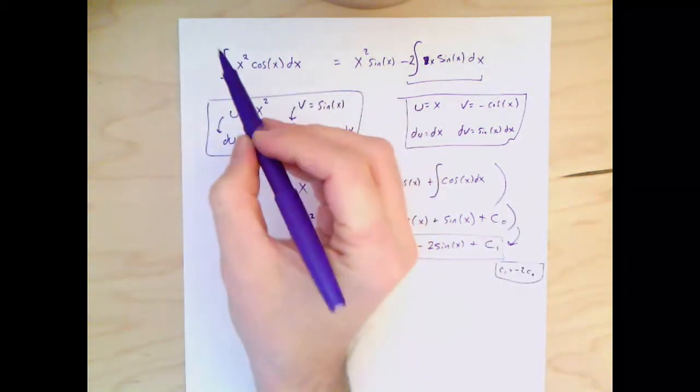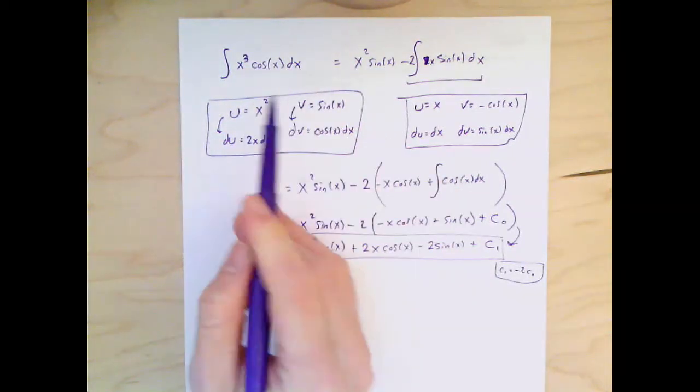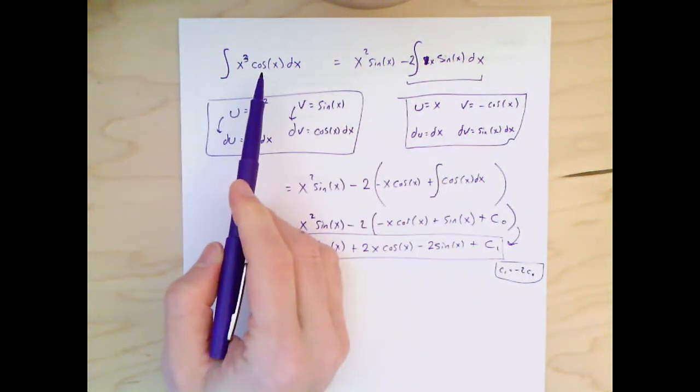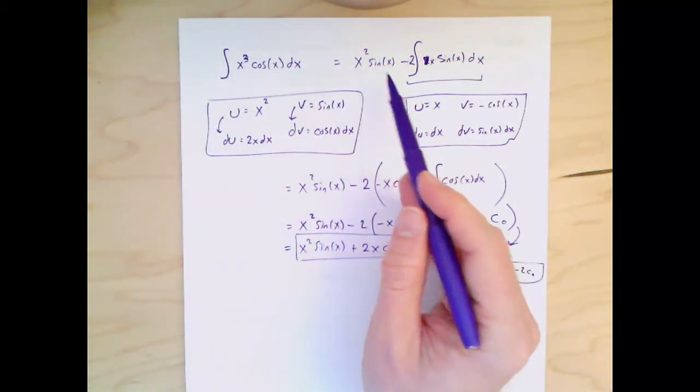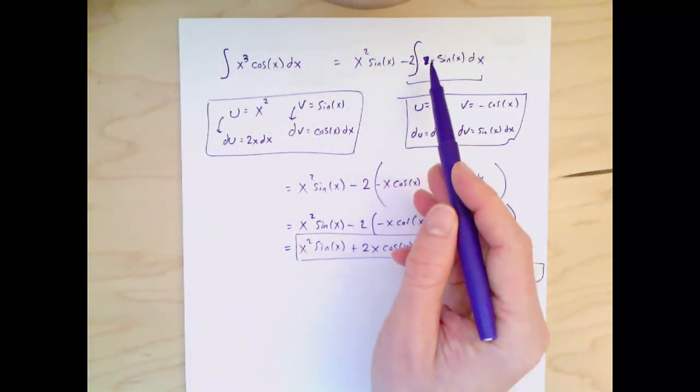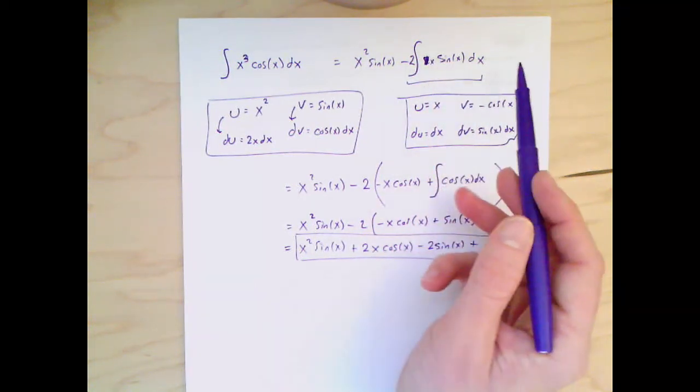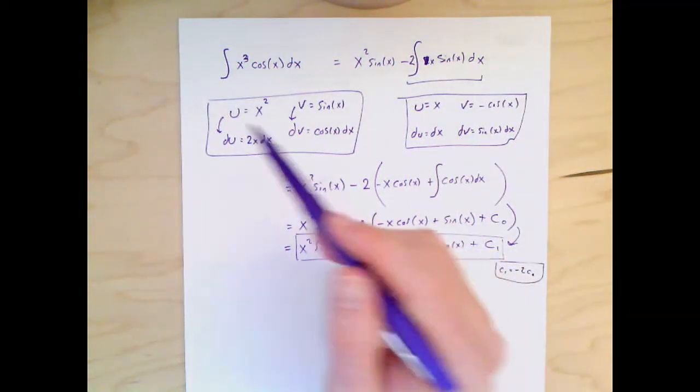Obviously, if we had x, well, maybe not obviously, but if we had x cubed cosine x, we could integrate by parts. That would give us an x cubed minus, and then we'd have an x squared, and then we'd integrate by parts again, and then we'd integrate by parts again. So you can chain these together.